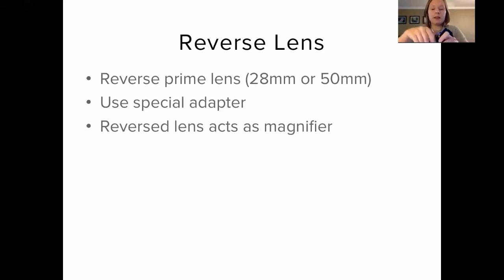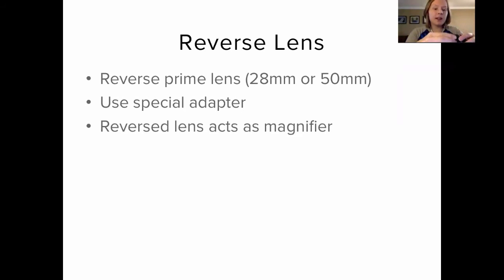I'll take my adapter off here so you can just see what it looks like. Just a little metal ring. It's completely hollow, and this screws onto the filter threads of that lens. So this particular lens is a 55 millimeter filter thread. So I needed a 55 millimeter thread on one side of my adapter.